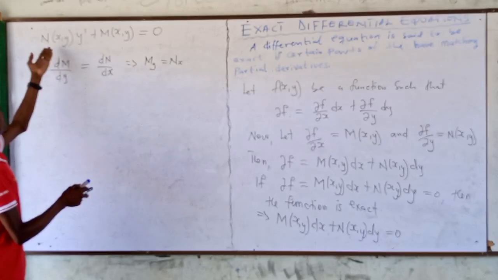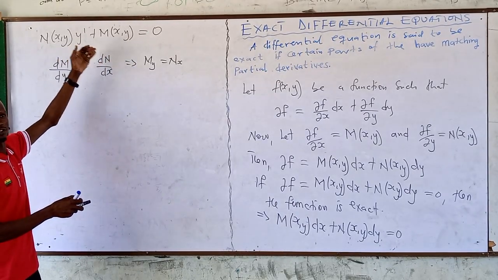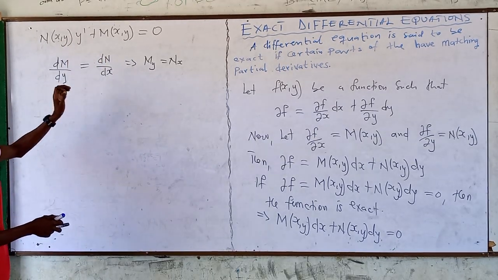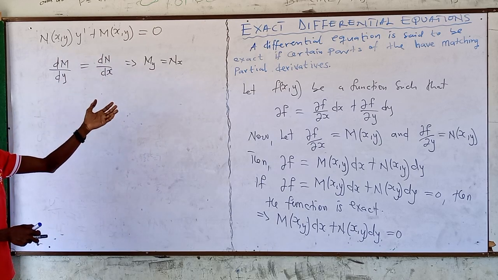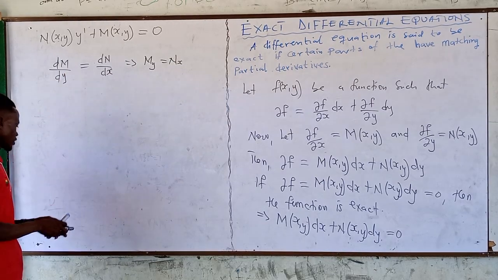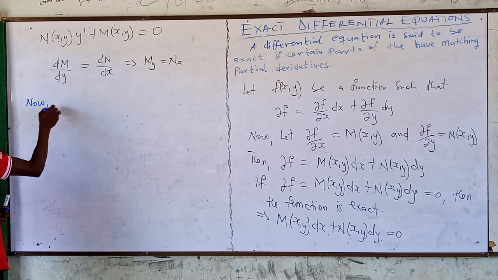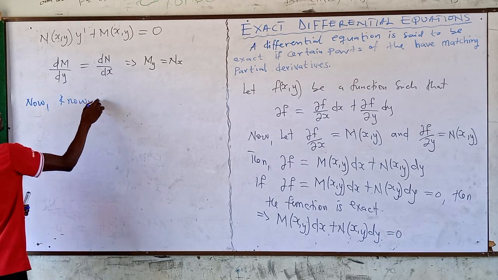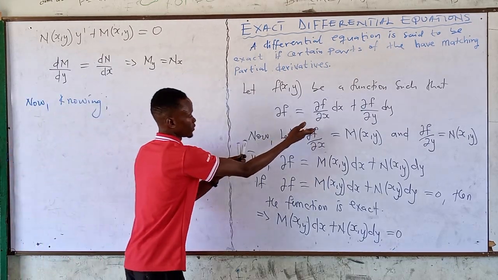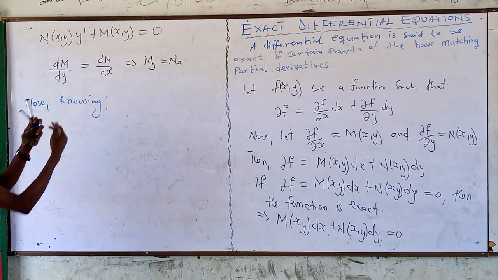So if these two are equal in a given equation, then we say that the equation is exact. Having known that this is the form of the exact differential equation, how then do we solve it? How do we obtain the solution? As I said initially, the solution to this is a potential function. So we want to obtain a potential function that satisfies the equation. We know that the derivative of f with respect to x is M. So let's use that first condition to obtain the solution.